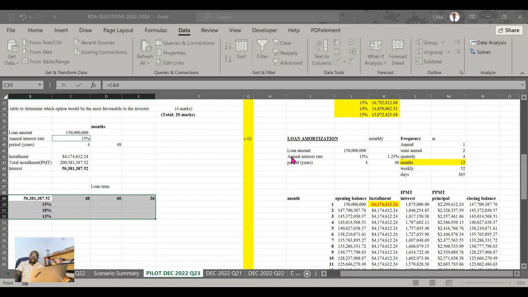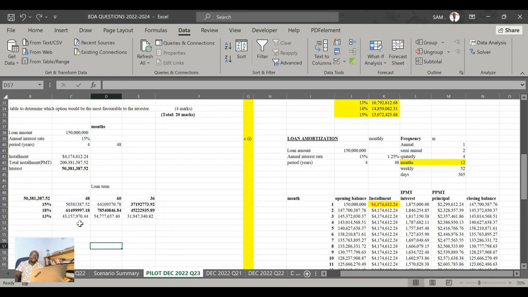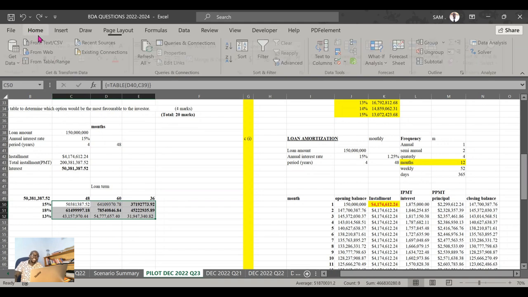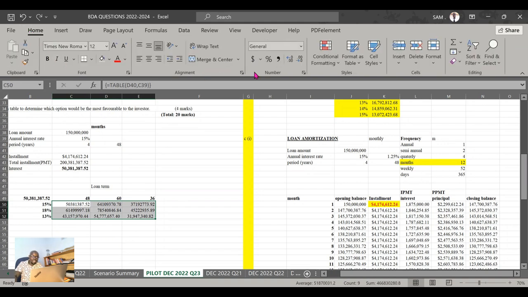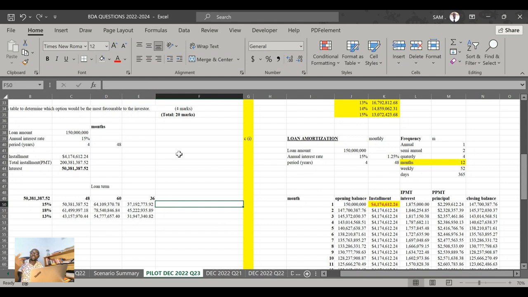After I've given reference to that, you just go ahead and confirm, and you will see that Excel has given you the total interest to be paid in each case. So I will just go and do this editing, put a comma style, and there you go. So as an investor, which option is easier for you? Option 1, you repay back in 48 months, with an interest of 15% per annum. How much are you going to pay? 50 million. That is option 1.